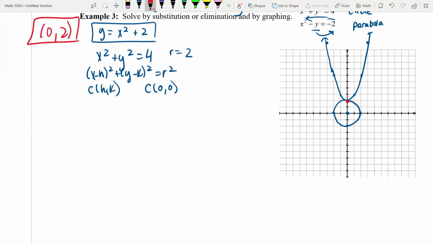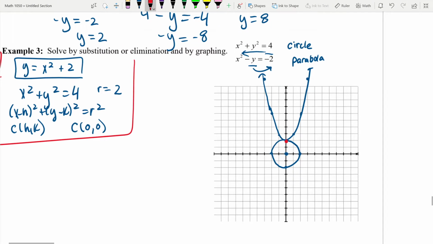Okay? I do not think you'll have graphing on your final. I think it's going to be algebraic. So let's do this algebraically now. Look at our equation. Can I solve this using elimination? Yes. It's all set up. I've got my equal sign set up. I've got my x squared set up, so I'm good.